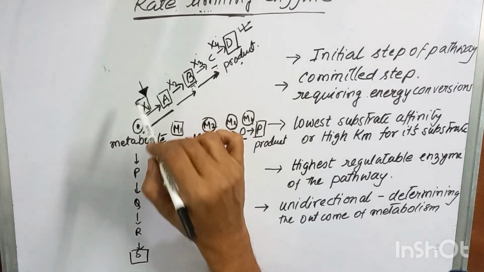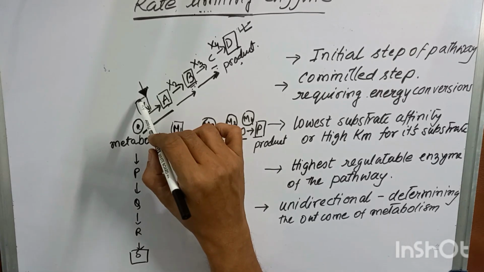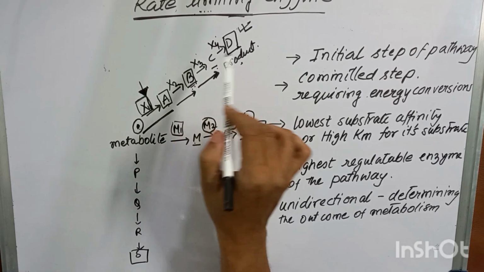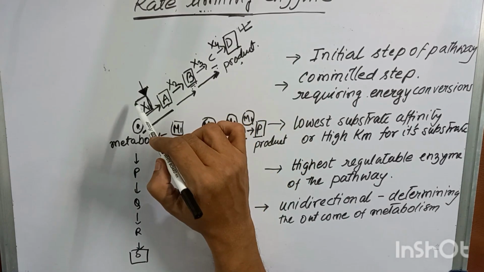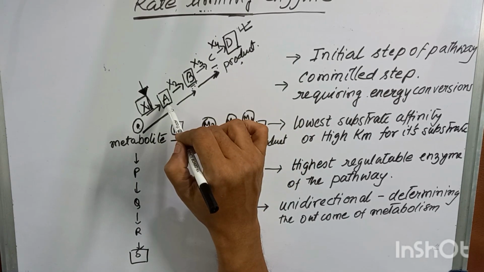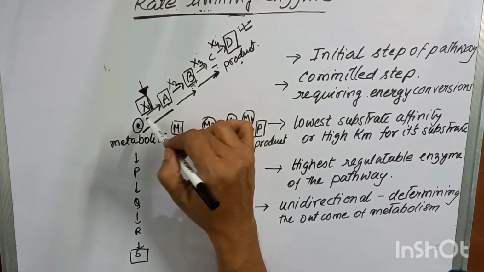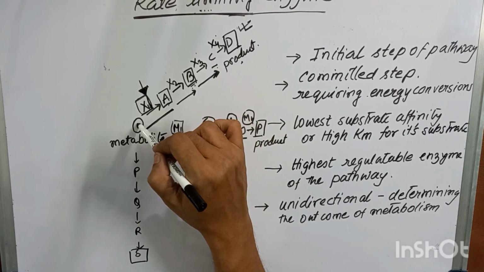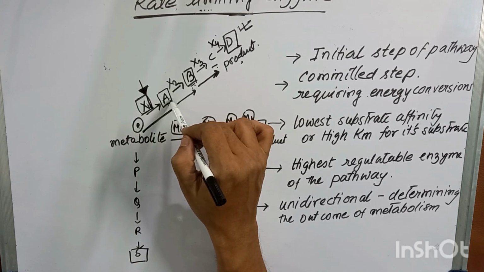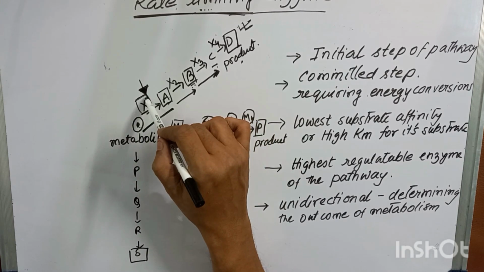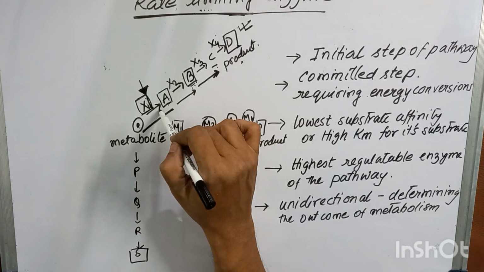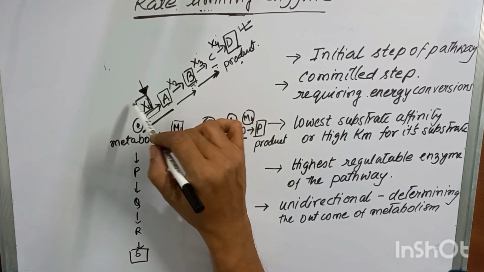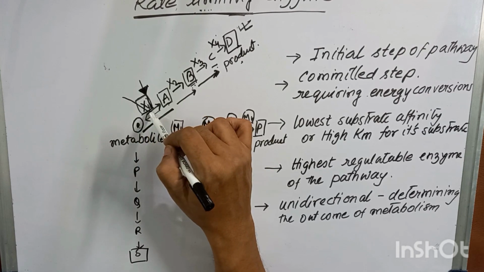The third property is it should be unidirectional. Unidirectional means if I require D, I will stimulate X to make O to A, and this will be unidirectional. That means if O gets changed to A by X, this will not get converted reversibly to O. And how do we do it? We do it by a change in currency.